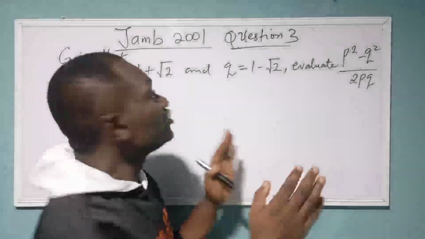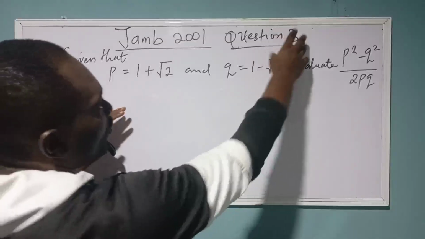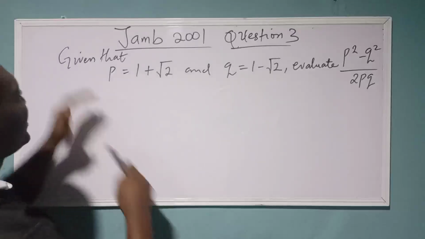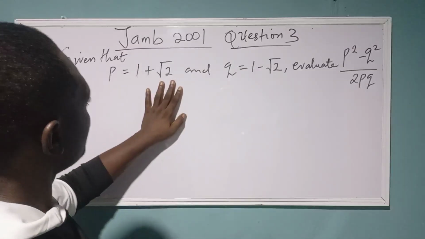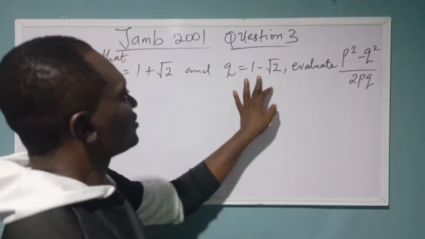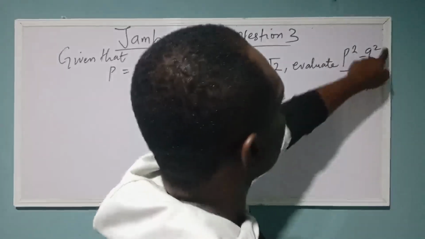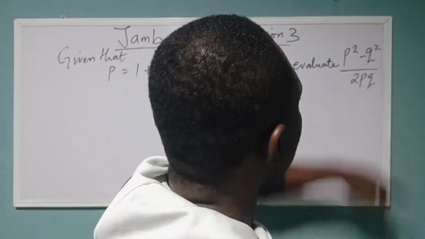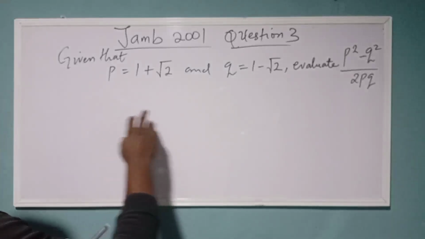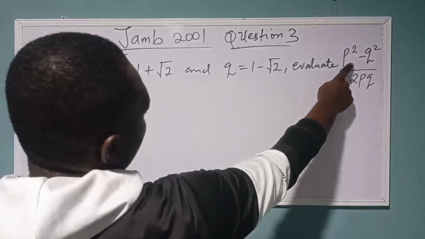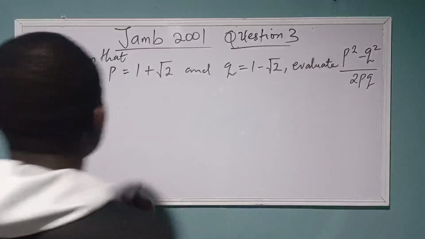Yes, I want to walk you through this JAMB 2001 question 3. It says that given P is equal to 1 plus root 2 and Q is equal to 1 minus root 2, evaluate P square minus Q square all divided by 2PQ. Alright, so let's see. First, let's work out P square.